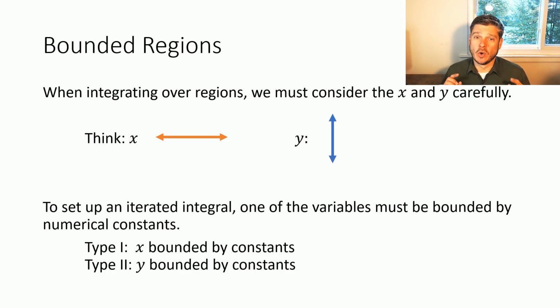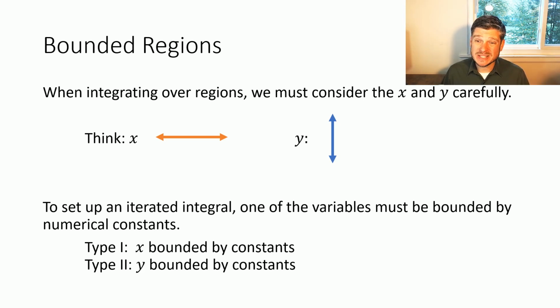Now, when we integrate over regions, I know that last one is pretty simple because it's just a rectangle, but what we want to do is make sure we consider our x and our y carefully. Remember, x is always our horizontal, so always think x is going from left to right, and y is our vertical, always going up and down. I know that sounds really simple, but it's one of those key concepts we need to keep in mind no matter how complicated our region gets.